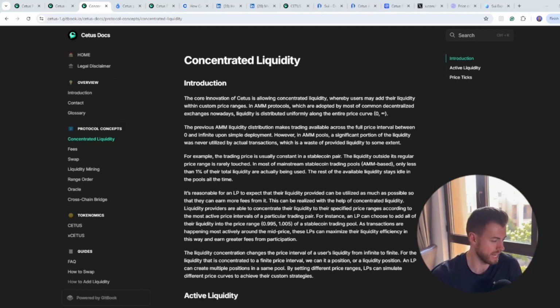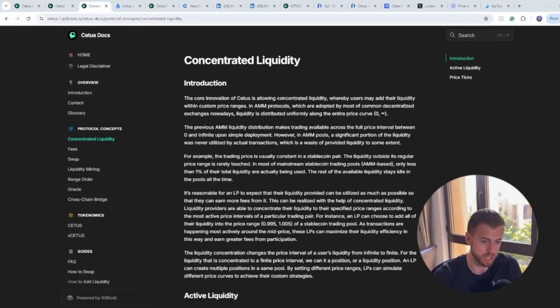Now, the idea here is that unlike regular automated market makers, so regular DEXs that we have in the ecosystem, liquidity providers in this concentrated liquidity DEX can provide liquidity at custom price ranges within a specific pool. So a liquidity provider can choose a certain price range within which they can provide that liquidity. As a result, the tokens provided can be more efficiently used and therefore should generate more fees for liquidity providers.